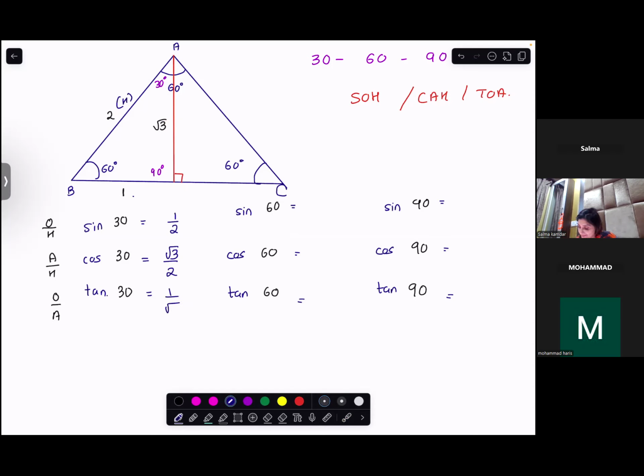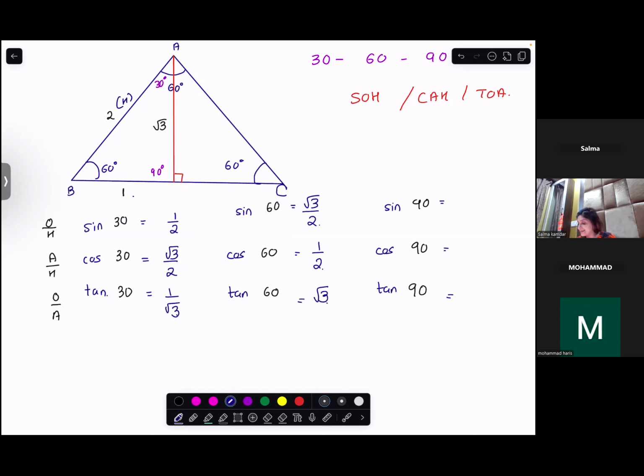Okay, let's go for 60. Sine 60 is going to be root 3 divided by 2. Cos 60 is going to be 1 by 2. And tan 60 would be root 3 divided by 1. It should be just root 3.